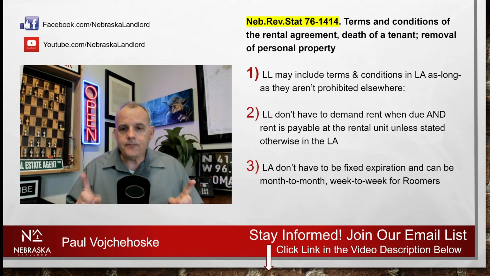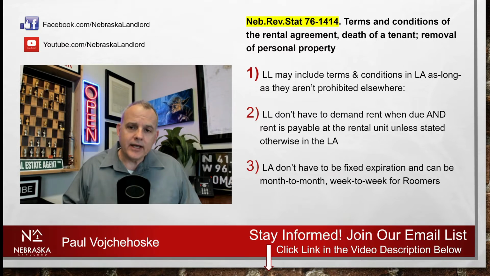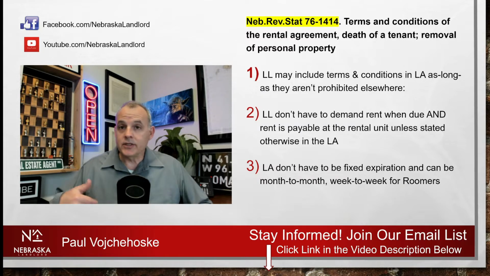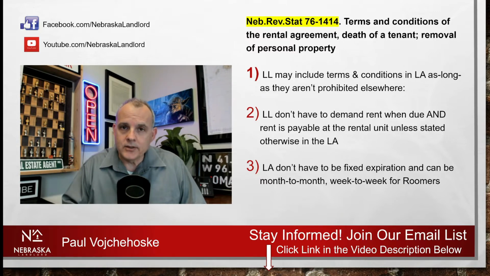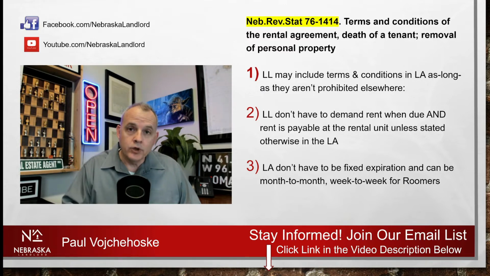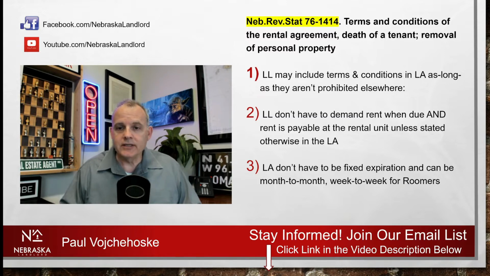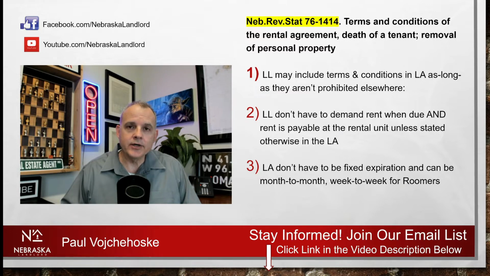Number three, the landlord doesn't have to have a fixed expiration. The 1414 allows the landlord to either one, have a fixed expiration lease agreement, or number two, have a month-to-month lease agreement, or in the case of a roomer, which is someone who is renting, let's say, a bedroom in your home that you live in, it can be week to week. There are some states that don't allow, for example, a month-to-month or a roomer weekly type relationship. It's only fixed expiration. In Nebraska, it's pretty much whatever the landlord and tenant agreed to in the lease agreement.